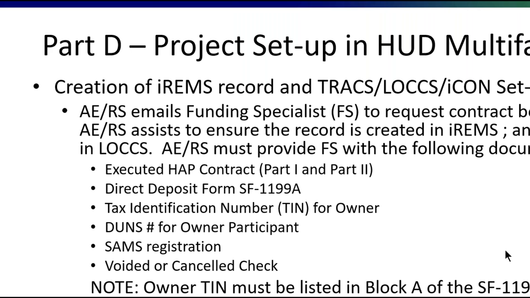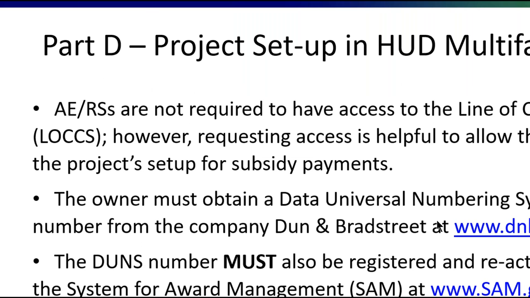The RAD contract number must be listed in block C of the SF-1199A, and the DUNS number must be visible anywhere on the 1199A. Failure to register the DUNS number will delay the new project setup, so it's important. A county will kick it back if it doesn't have all that information in your SF-1199A.